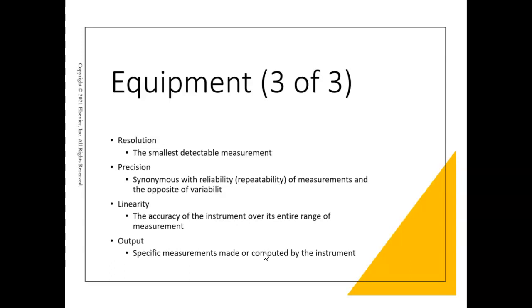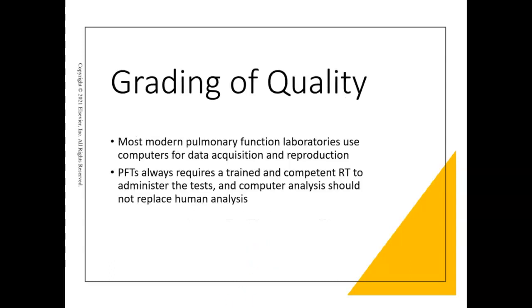Okay. Output is a term that we use for anything that's computed by the instrument. So that means that we measure some things directly, and then there's other things that we have to calculate based on those measurements. So just like when we're calculating minute ventilation, we measure the tidal volume and we measure the respiratory rate and we calculate what the minute ventilation is. That's kind of an example of output.